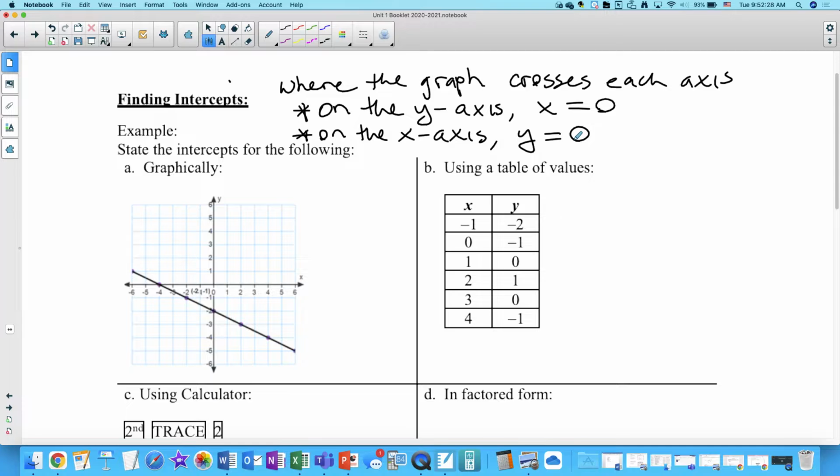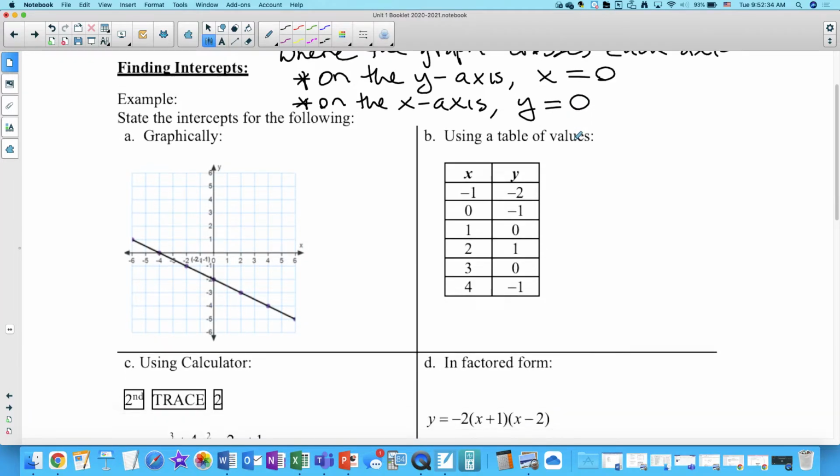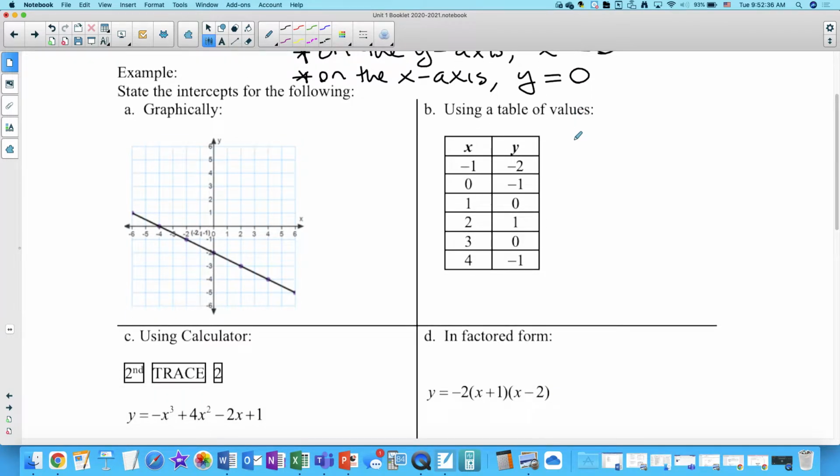Okay? So how do we find the intercepts? Well, graphically, if you have a graph in front of you and it's really easy to read the intercept, sometimes it's not as easy, then you can just read it off the graph, right? So here, for example, the x-intercept is -4. Here, the y-intercept is -2.